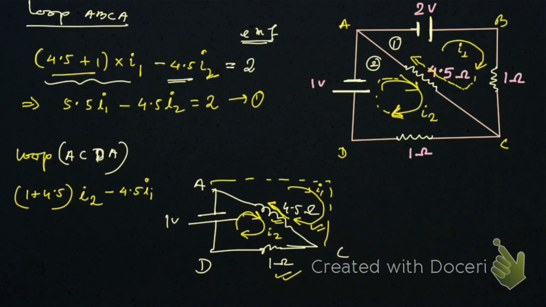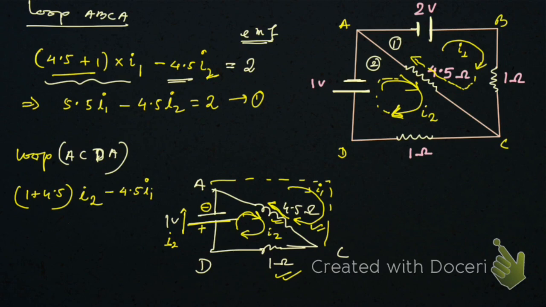Then here you can see, when you write the EMF, you can say the longer one is the positive terminal, the shorter one is negative. Now the current I2 is going from positive to negative, right? Positive to negative. I2 is in this direction, from positive to negative.